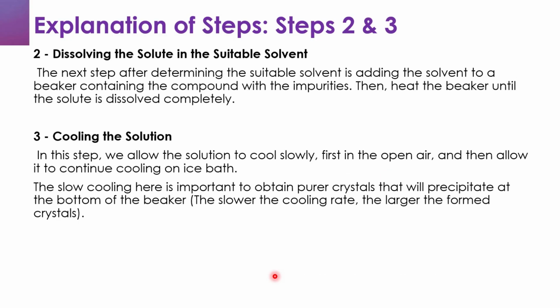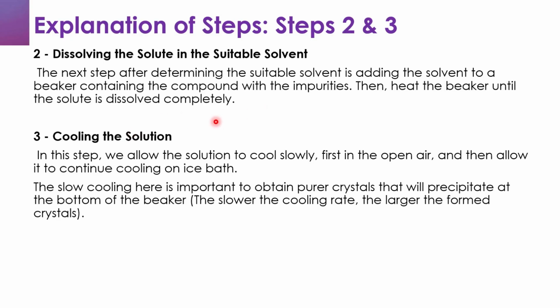So the next step is dissolving the solute or compound in the suitable solvent. The next step after determining the suitable solvent is adding the solvent to a beaker containing the compound with the impurities. We then heat the beaker until the solute is dissolved completely.